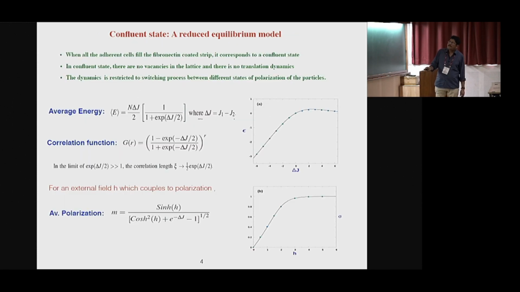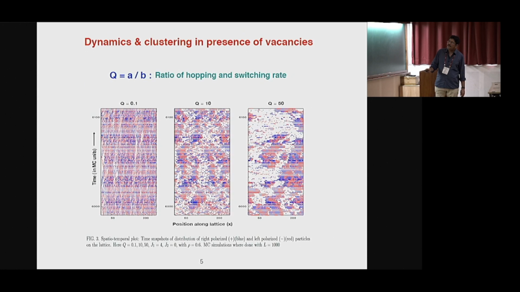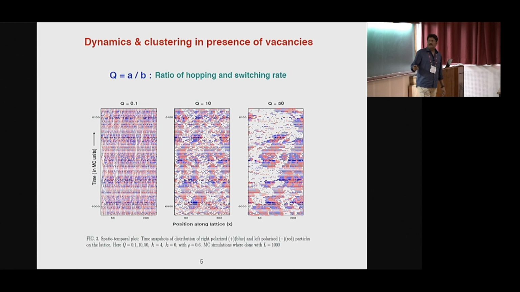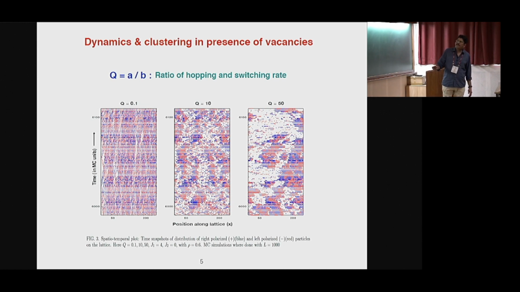So after I have discussed this confluent state behavior, now I come to the more interesting question: when you have these cells and you have vacancies, that means when you have both the motility of these individual cells and their interaction through CIL, then one important quantity that we characterize is the ratio of the bare hopping rates and the bare switching rates, which I denote by this ratio Q. And here what I show you is the plot, the spatiotemporal evolution of a cluster.